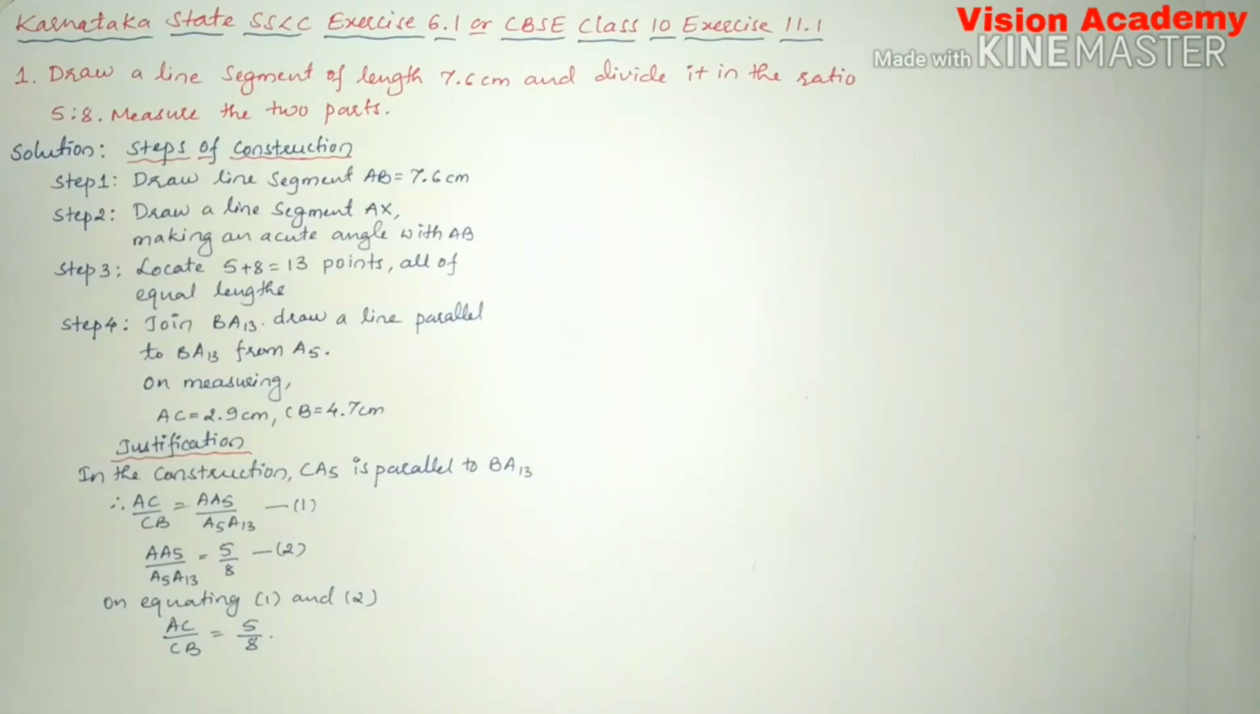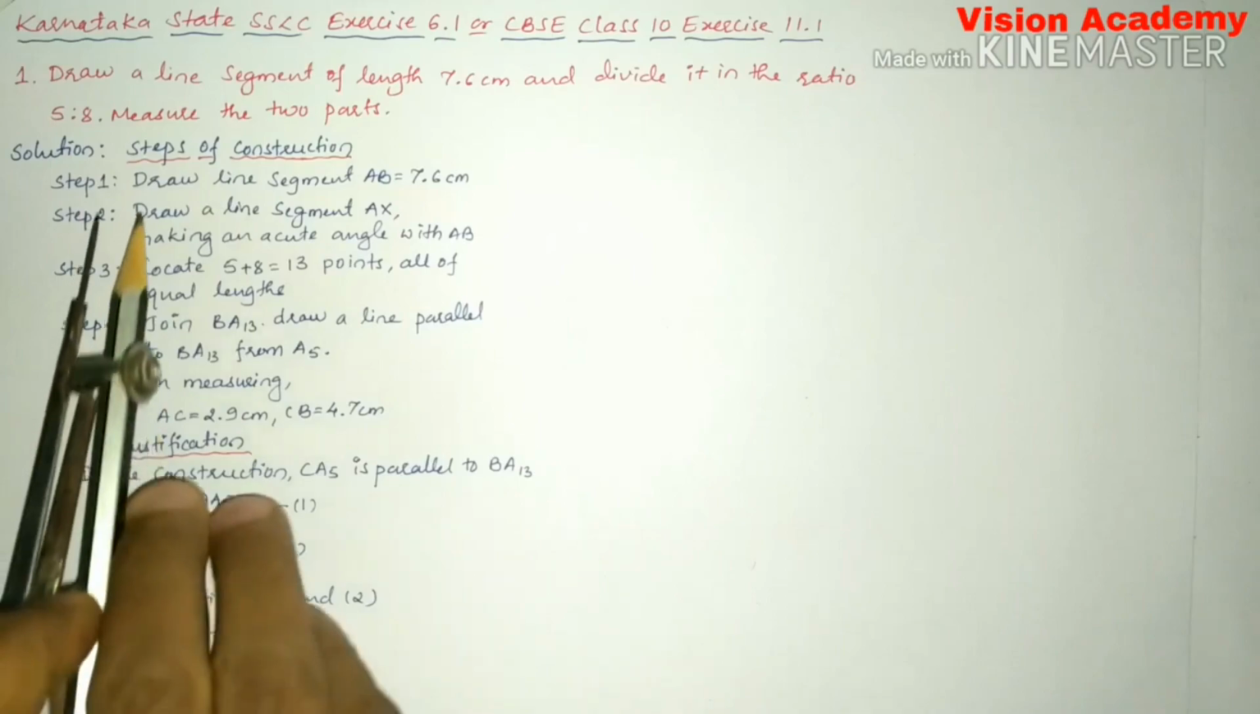In this video we are going to solve Karnataka State SSLC exercise 6.1 or CBSE class 10 exercise 11.1. Question number 1. Draw a line segment of length 7.6 centimeter and divide it in the ratio 5:8. Measure the two parts. Let us find the solution for the given problem.